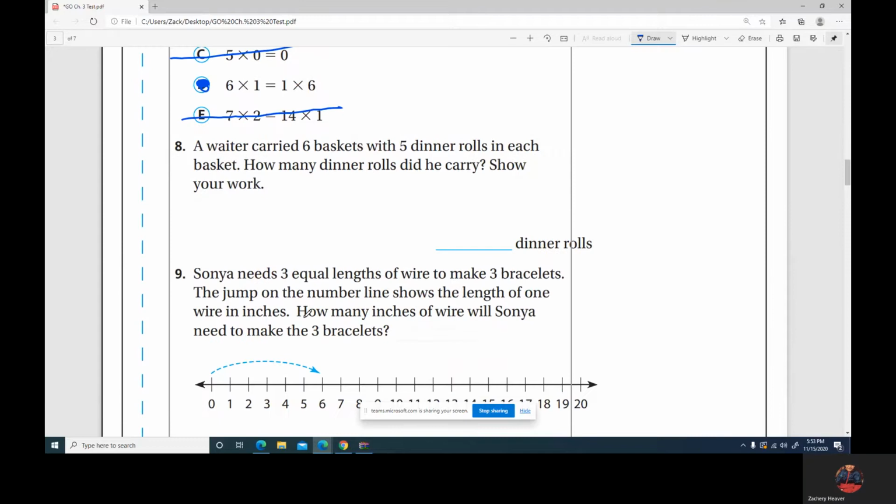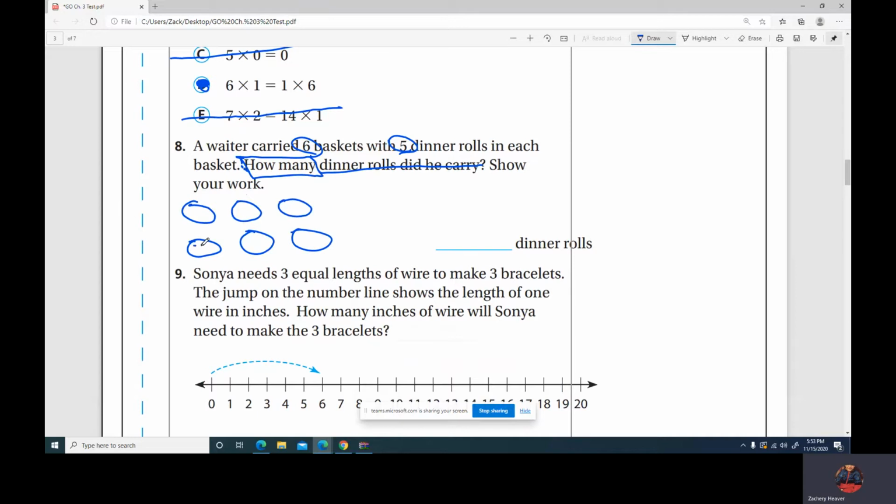The next one. A waiter carried 6 baskets containing 5 dinner rolls. How many dinner rolls did she carry? Show your work. So we have 6 baskets. I'm going to draw 6 circles. Let's do our drawing here. 1, 2, 3, 4, 5, 6.